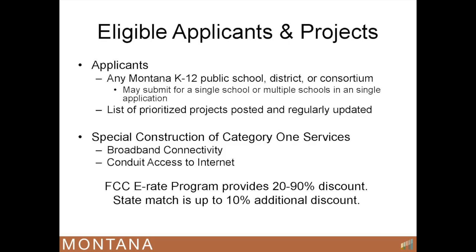For the purposes of the FCC E-rate program, special construction charges are the upfront non-recurring cost of deploying new fiber or upgraded facilities to E-rate eligible entities. Category 1 services are broadband connectivity and conduit access to the internet. The FCC E-rate program provides a 20 to 90% discount for those eligible services. State broadband funds can match up to an additional 10% discount.